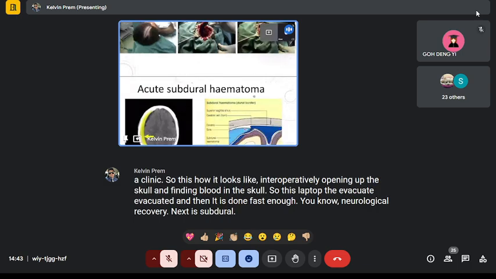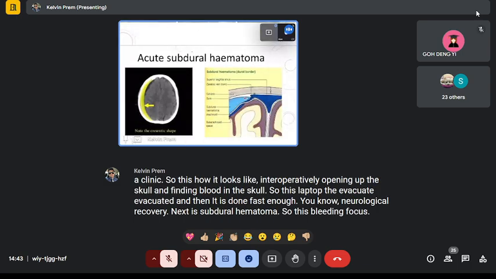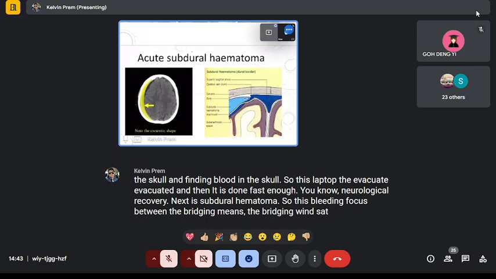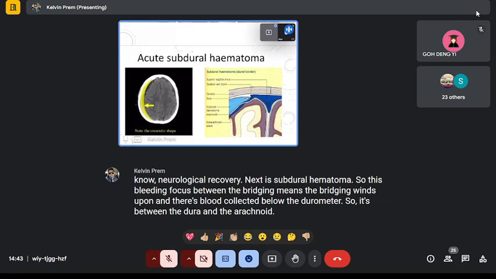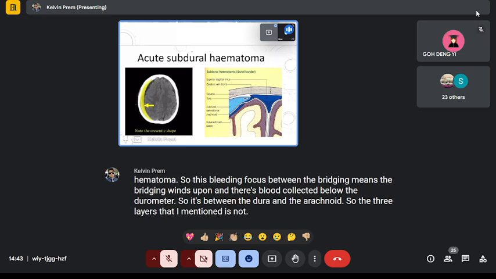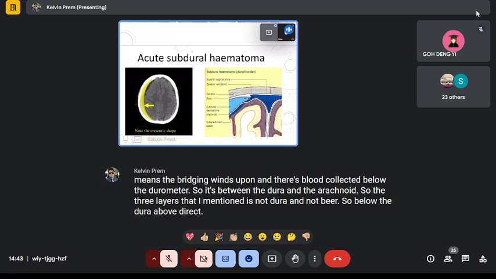Next is subdural hematoma. So this bleeding occurs between the bridging veins. The bridging veins are torn, and there is blood collected below the dura mater. So it's between the dura and the arachnoid. So the three layers that I mentioned are dura, arachnoid, pia. So below the dura, above the arachnoid, you get a subdural hematoma.